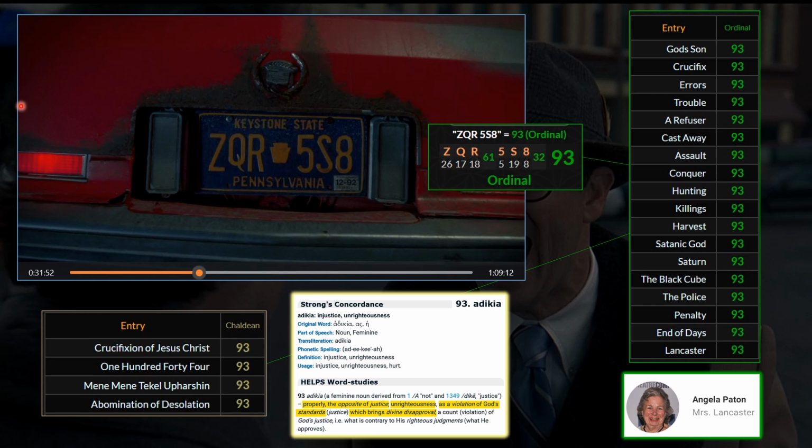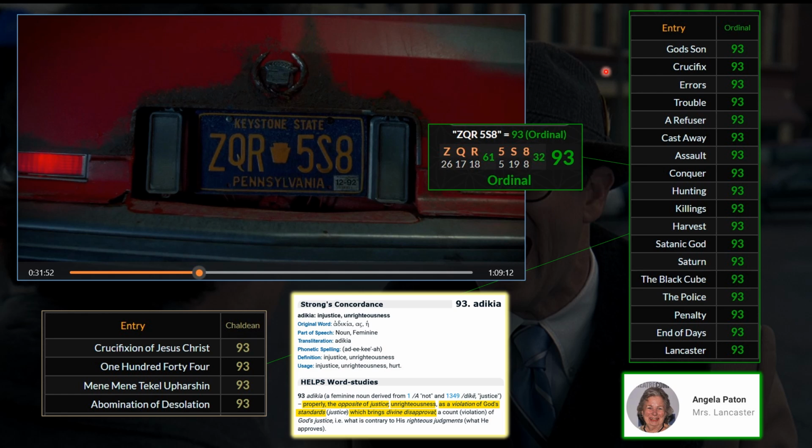Now, after Phil kind of comes to the conclusion that he can do whatever he wants in the car, the film shows us the license plate of the car. And again, we see that keystone symbol in the middle of the license plate. The license plate number ZQR5S8 in the English ordinal cipher, that is the number 93.